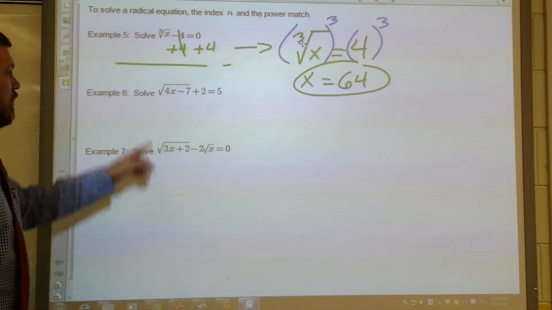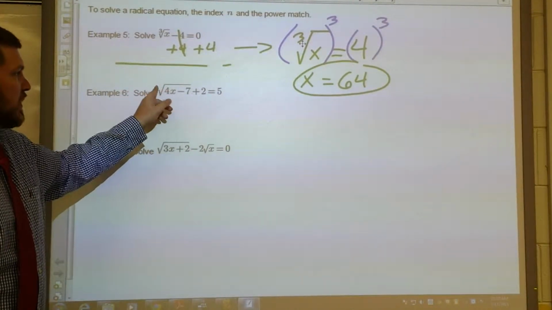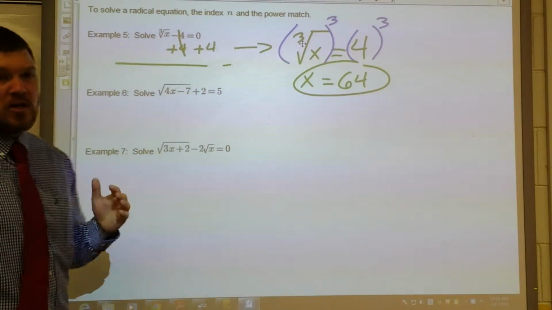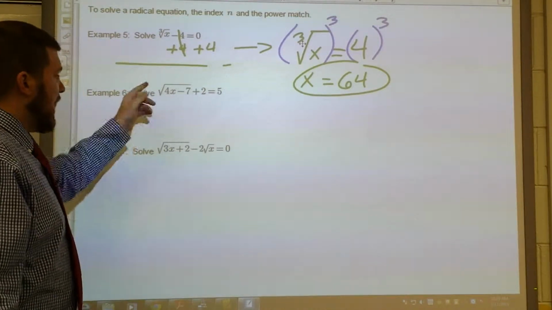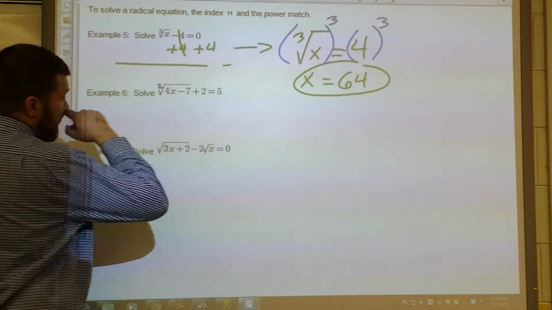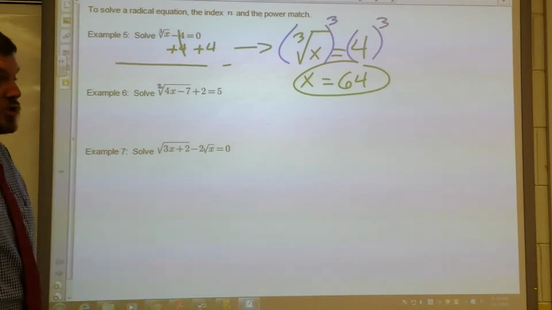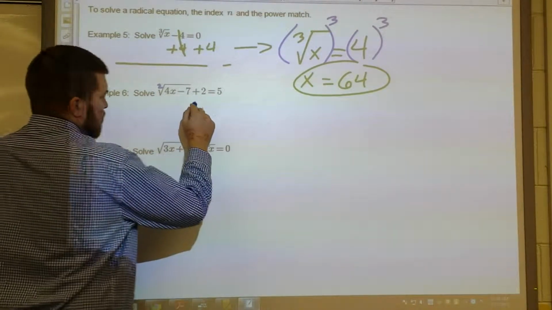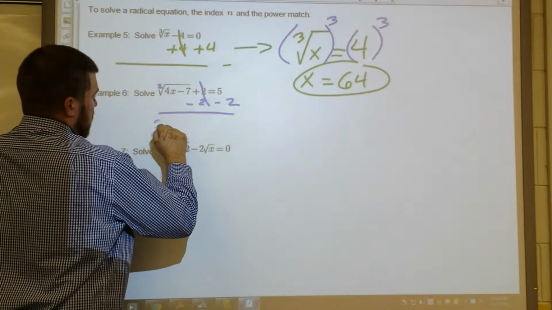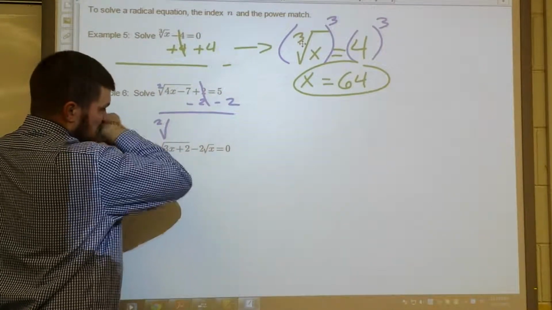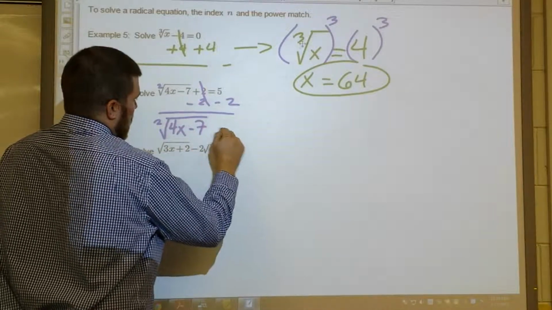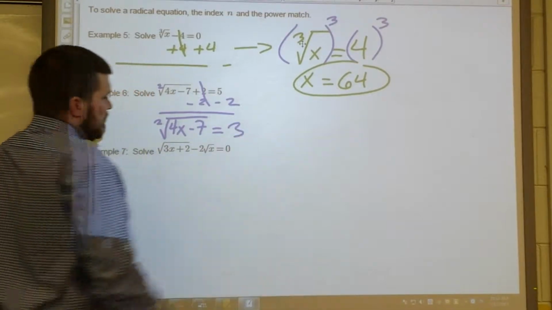Here in this one, I want to get my radical by itself, but notice that there's no number that I can see in front of the radical. Anytime that happens, that's called a regular square root, and for square roots, the index is always 2. So I'm going to go ahead and write that 2 there. Okay, so index is 2 for regular square roots. My very first step is subtract 2 on both sides. So I have the second root, aka the square root of 4x minus 7 is equal to positive 3.